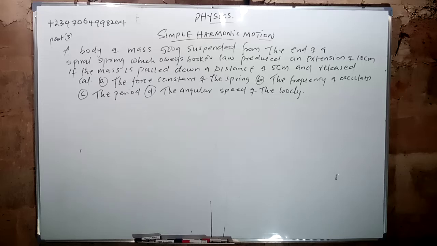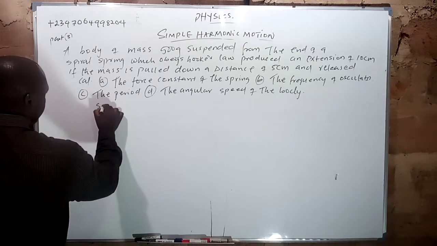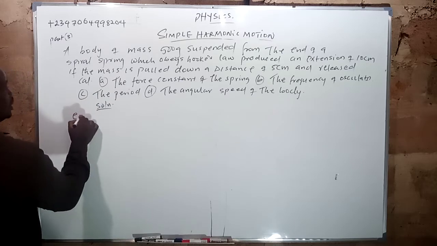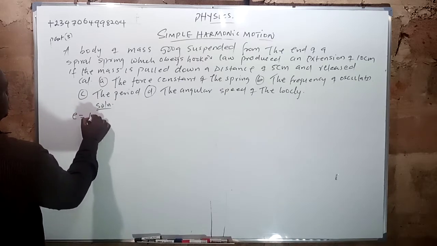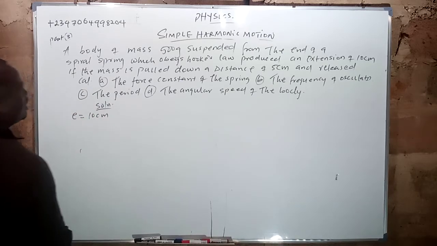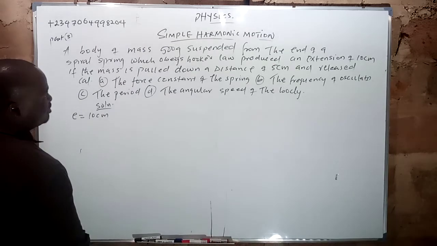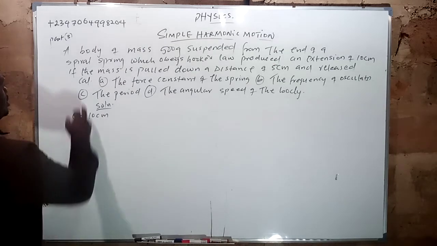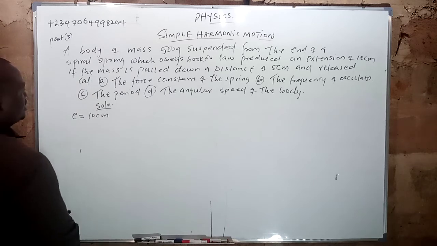We have a very beautiful question on the board there, extremely beautiful. A body of mass 500 grams suspended from the end of a spiral spring which obeys Hooke's law produces an extension. So let me start solving already. The extension is 10 cm. If the mass is pulled down a distance of 5 cm and released, calculate A, the force constant.